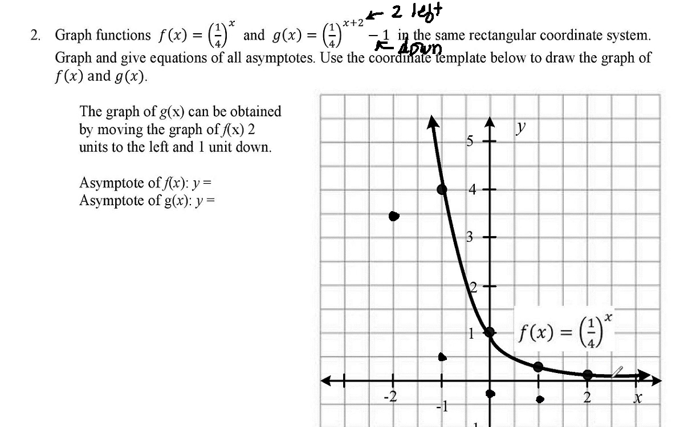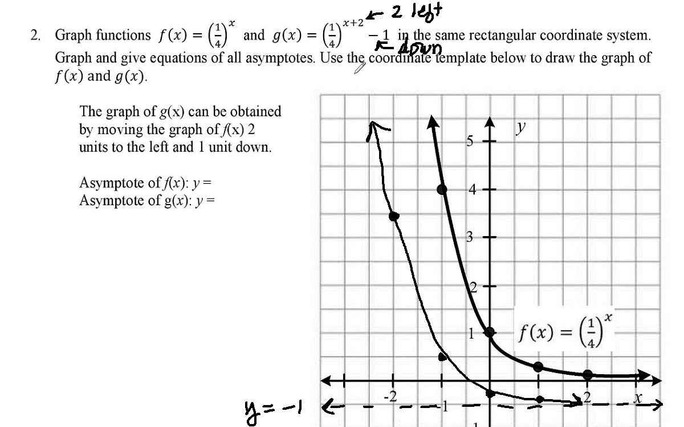The x-axis was our asymptote for the original function. Now our asymptote is going to be the line y equals -1. I'm going to dash that in. The graph is going to get closer to y equals -1, and it's going to look like this. So there's our graph g of x. They ask for the equations of all asymptotes, and we just got that one horizontal asymptote.